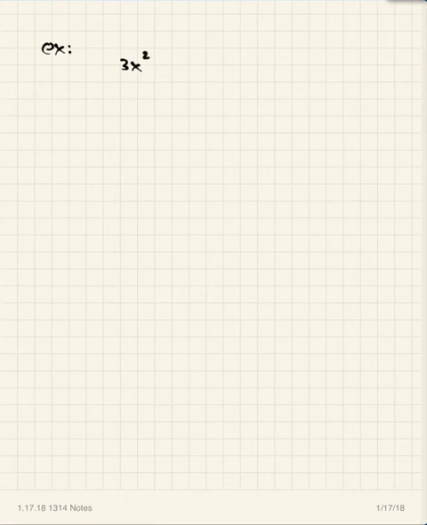So for example, if we have 3x squared plus, let's say 2x plus 8 equals 0. 3x squared plus 2x plus 8 equals 0. All right, so this is already in the right form to use the quadratic formula, we can identify a, b, and c. And so we substitute into our formula, and I'm going to write the formula down again.